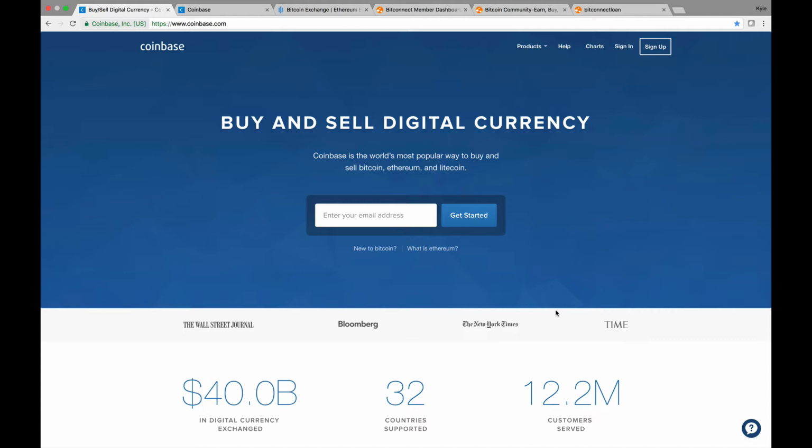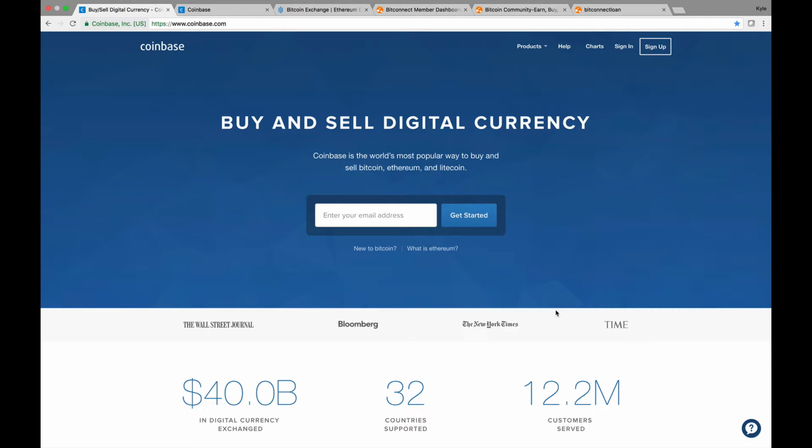Today, let's talk about getting involved in the cryptocurrency markets. So first and foremost, you would need to find yourself a broker or a platform in which to purchase the cryptocurrency. One of the most popular ones here is Coinbase, and that's what we're seeing here. On this platform, you can buy and sell Bitcoin, Ethereum, or Litecoin. So those are some pretty popular ones.